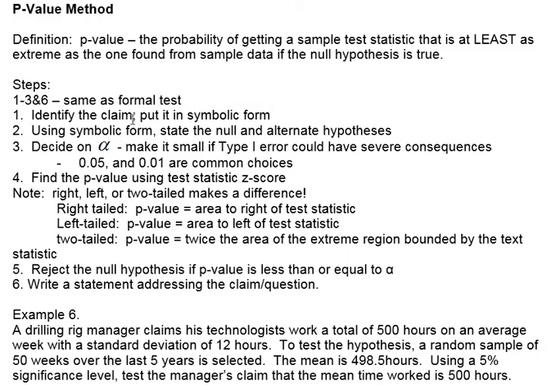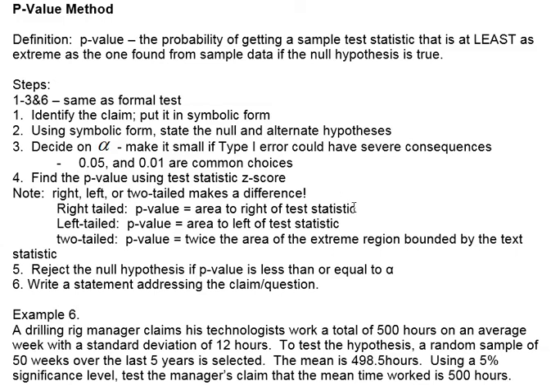The first is identify the claim, put it in symbolic form. Second is using the symbolic form, state the null and alternate hypotheses. Third, decide on that significance level, alpha. Fourth, calculate a p-value using a test statistic score. So we still have to calculate the test statistic as we did in the formal hypothesis test, but we don't calculate a critical value, instead we calculate a p-value.